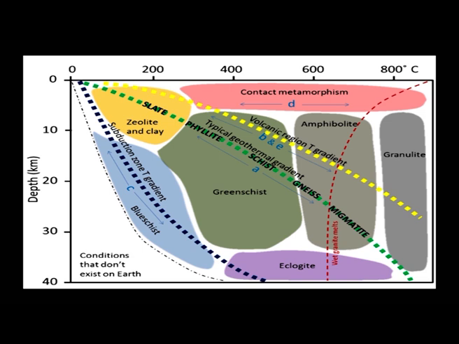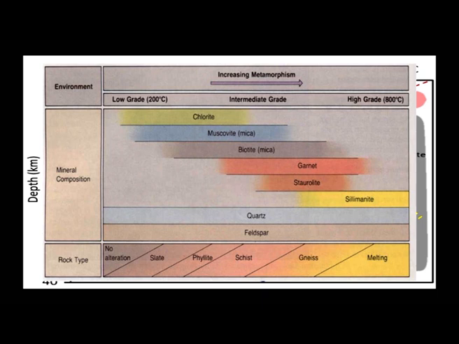Slate, phyllite, schist, gneiss, granulite is a sequence of metamorphic rocks of increasing grade. The corresponding indicator minerals are chlorite, biotite and garnet. The transition from chlorite grade to biotite grade is the first appearance of biotite. The term metamorphic grade is widely used to indicate the relative condition of metamorphism.